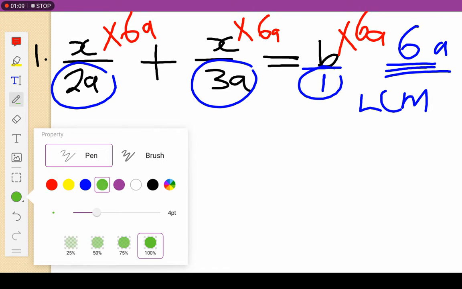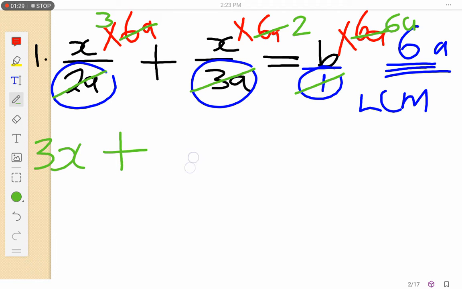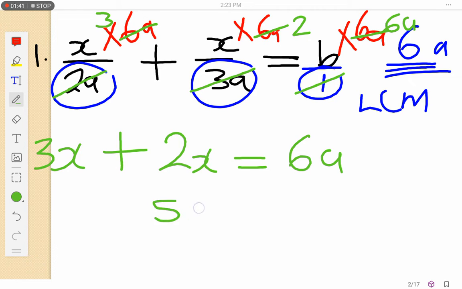We are going to divide 2a into 6a, we get a 3. 3a into 6a, we get a 2. And 1 into 6a, we'll get a 6a. So we now have x times 3, which is 3x, plus x times 2, which is 2x, is equals to 6a. Okay. Now we have got our x on one side. We can add. We've got 3x plus 2x, we get 5x. This is equal to 6a.